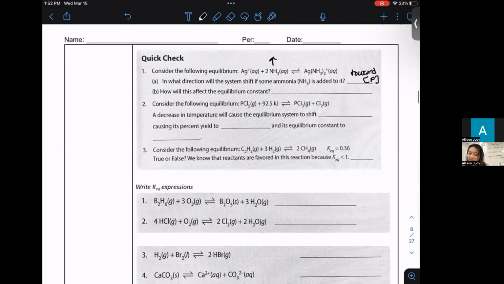Okay, B, how will this affect the equilibrium constant? It won't, because only temperature can change the ratio to actually create a KEQ reflected change.